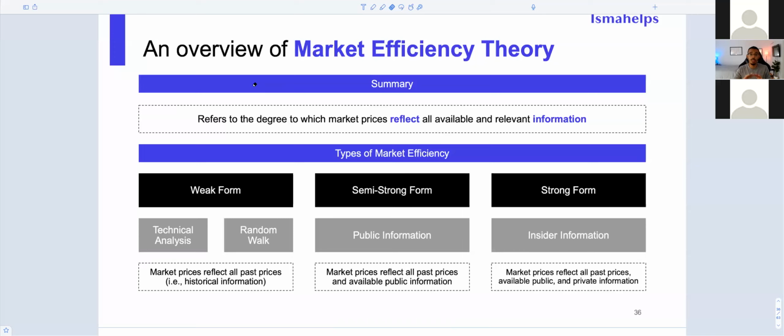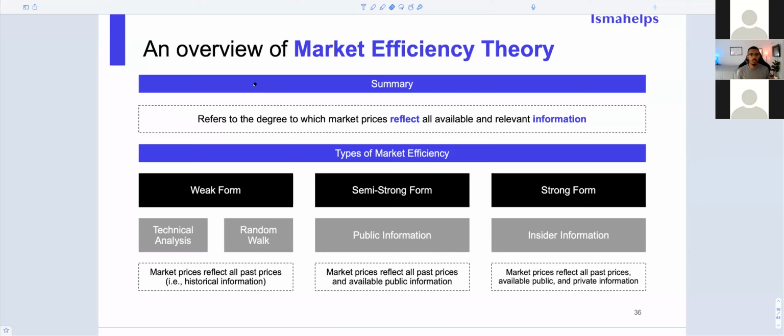The second subsegment within the weak form market efficiency that I would recommend you remember is this notion of the random walk. The random walk is simply stating that the price of a stock today will not dictate the price of a stock tomorrow, okay? That's the best way to describe the random walk, such that studying past prices will not be able to dictate the price of a stock tomorrow because it follows a completely random, arbitrary, unsystematic pattern that nobody could try to figure out, okay?